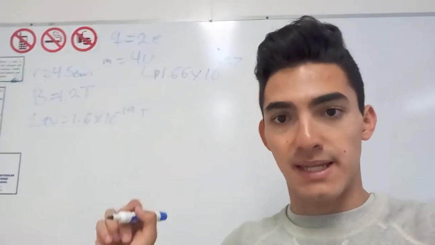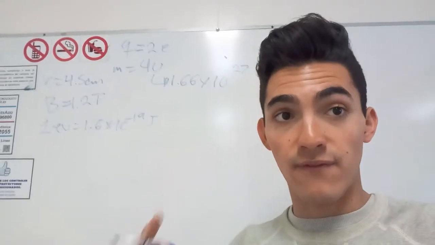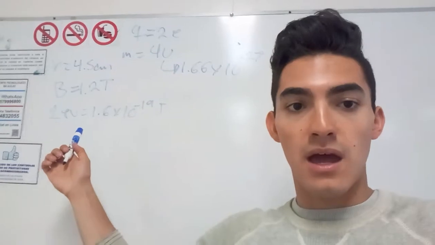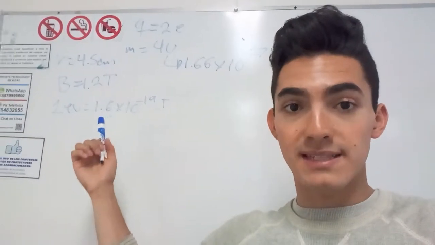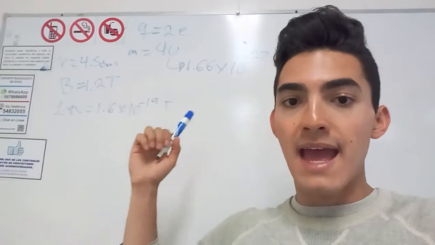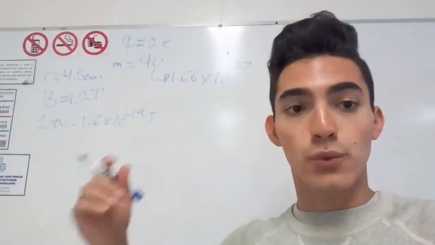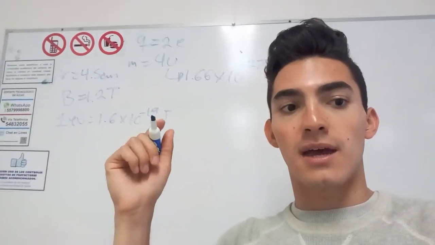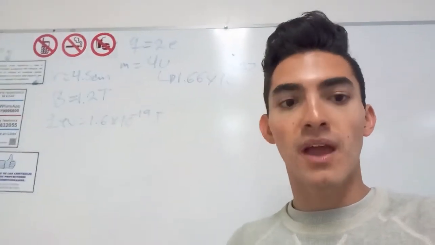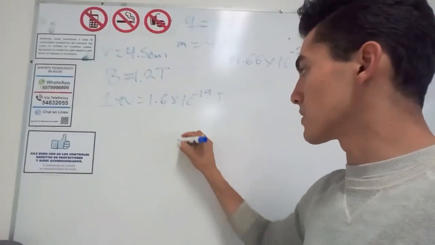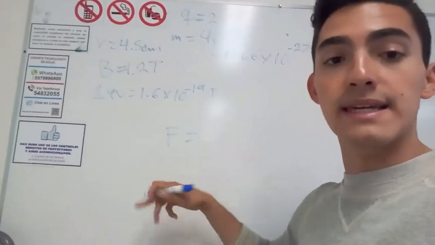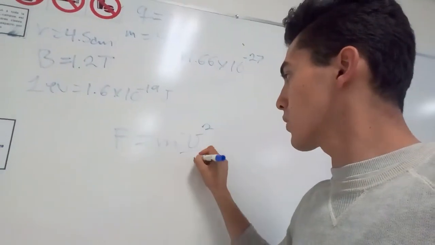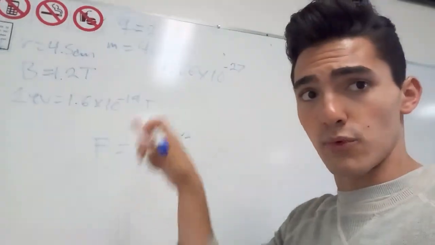First we have to find the speed, then we have to find the period, then we have to find the kinetic energy in eV, where 1 eV is equal to 1.6 times 10 to the minus 19 joules, and then we have to find the potential difference to which it should be accelerated so as to reach such kinetic energy. So first we have to use this formula, that the force is equal to the mass times the velocity squared over the radius, because it's circular movement, okay?